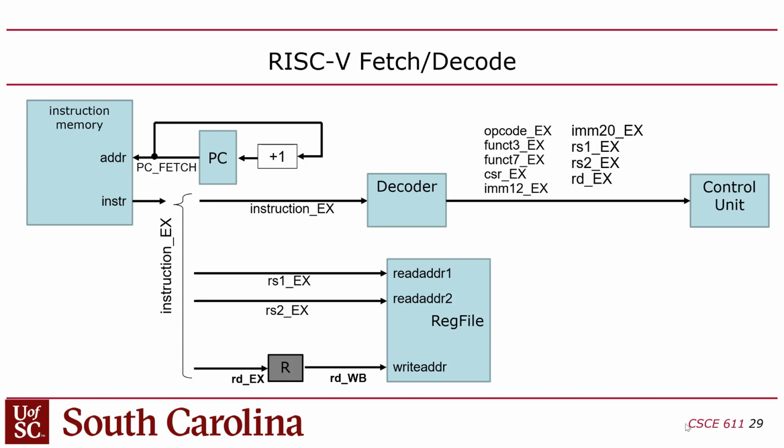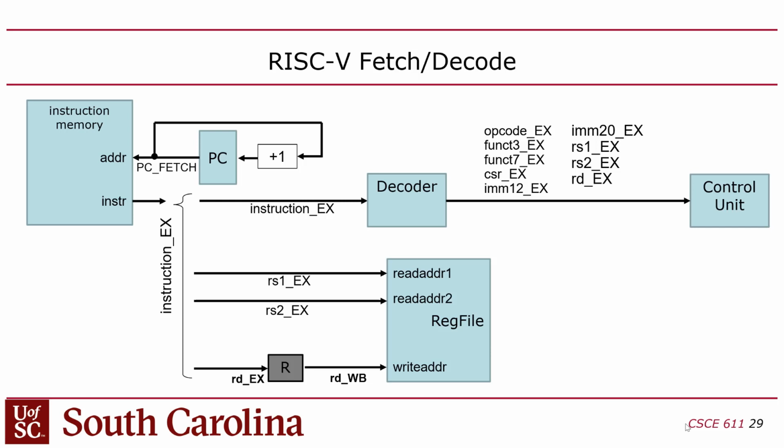Either way, those bits are then going to go into the control unit, and the control unit is going to take the bits from the instruction and break them out into control signals for your CPU. Like I mentioned, the control unit is just a big if-then-else statement, and I'll show an example in a minute.